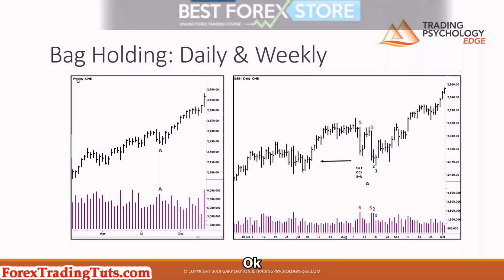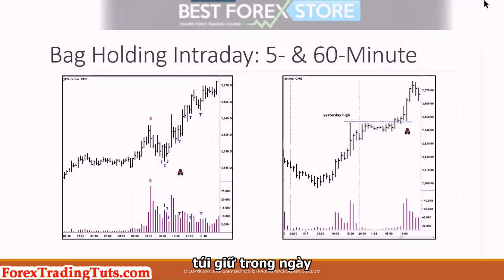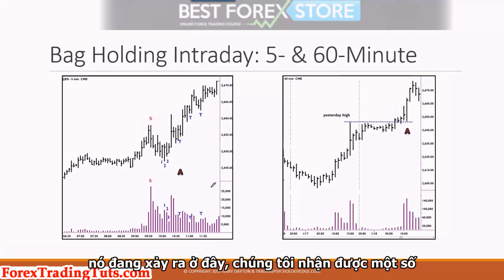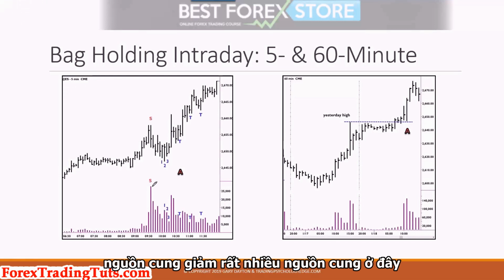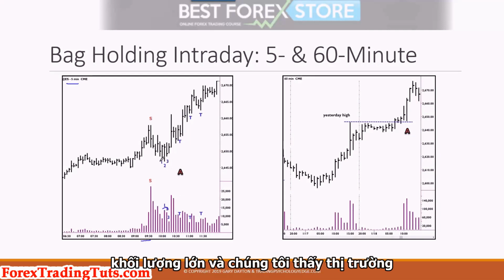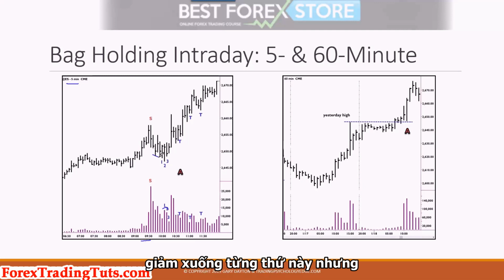Okay. Bag holding intraday. I say we see this a fair amount, and it's occurring in here. We get some supply coming down, a lot of supply here right off the opening, 9:30 in the morning on the S&Ps. This is the 5-minute chart. We come down, and it's not strong bag holding, but we see kind of a little pop in volume, and we see the market dips down on each of these, but immediately reverses back up again.